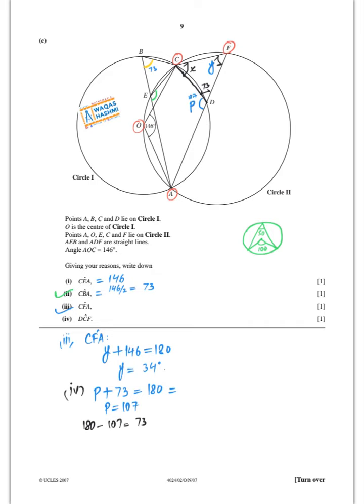So we can apply the simple condition of a triangle, that is the sum of angles is 180. X plus 73 plus 34 equals 180. So X is equal to 73 degrees. Alright, that is the working.